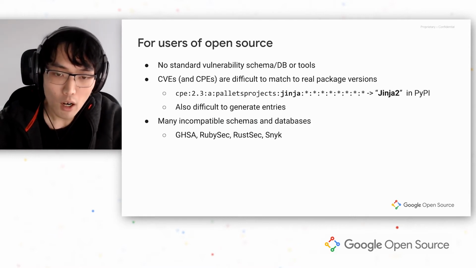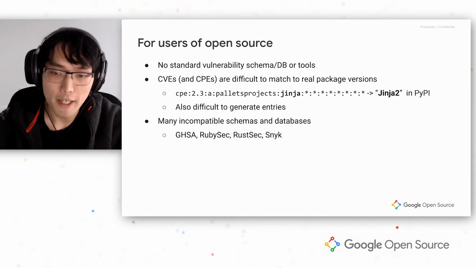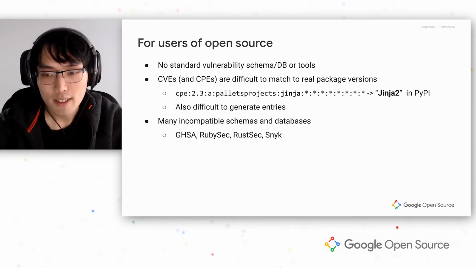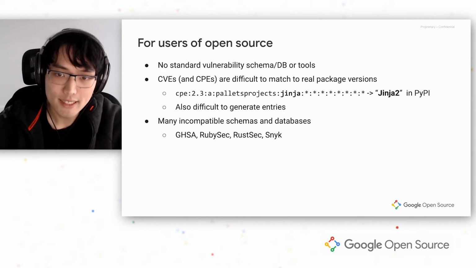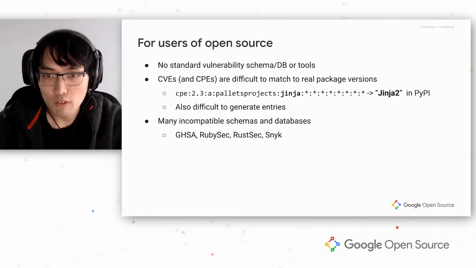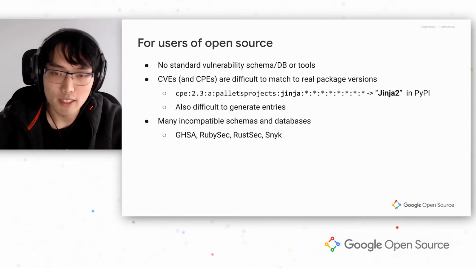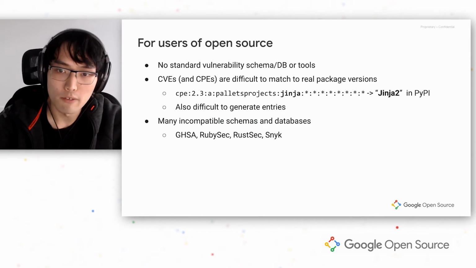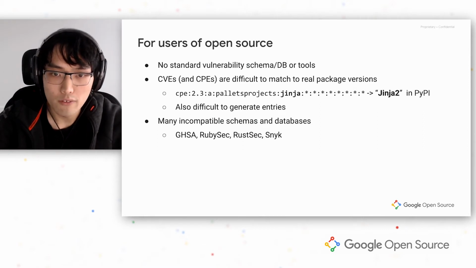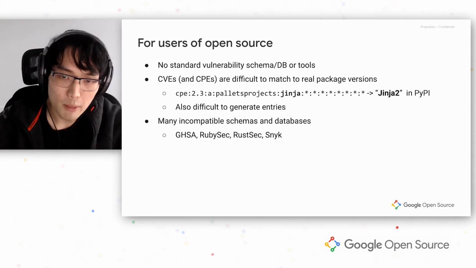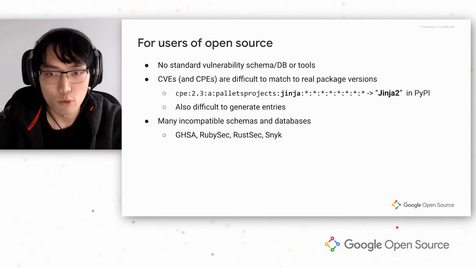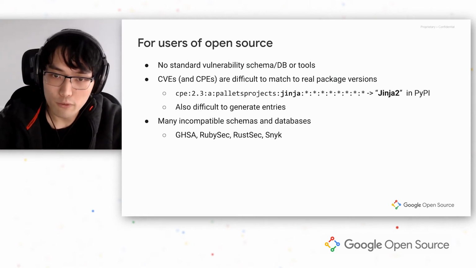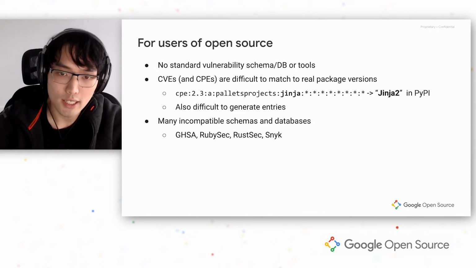And in general, the names used in CPEs do not consistently match the package names and versions in real package managers. On the flip side, from a vulnerability database maintenance perspective, CVEs are also difficult to request and require lots of manual work to generate. As a result of these problems, there are many different vulnerability databases started up by different groups, such as GitHub security advisories, and there are also community-maintained vulnerability databases for language ecosystems such as Ruby or Rust, and then there are also non-free commercial solutions such as Snyk.